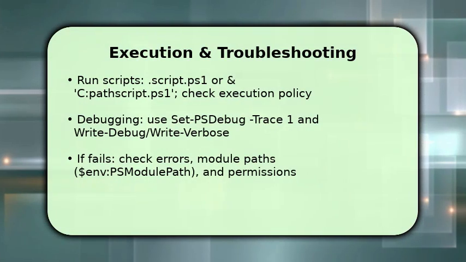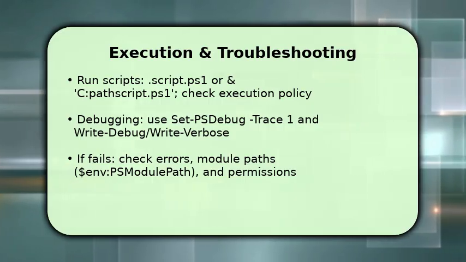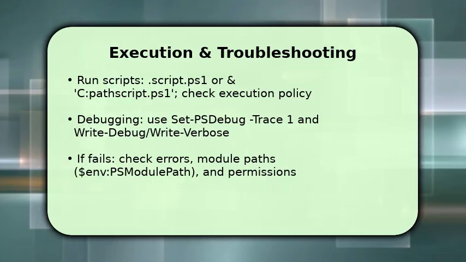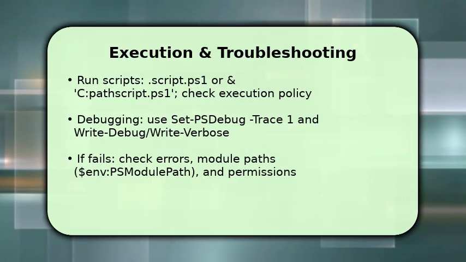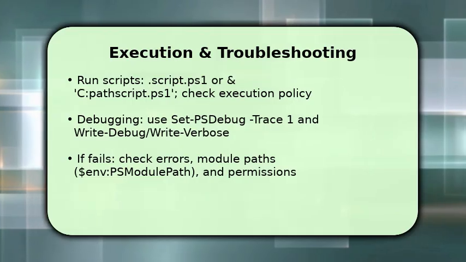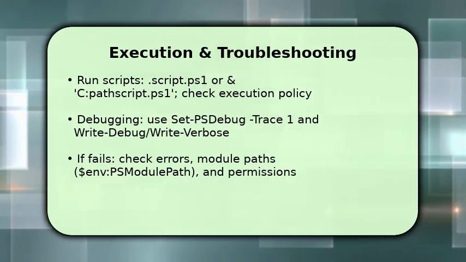To run, call .\script.ps1 from the working directory or use the call operator and see & /path/script.ps1. If something fails, read the error record and note the exception message, then use Set-PSDebug -Trace 1 or Start-Transcript to capture output.